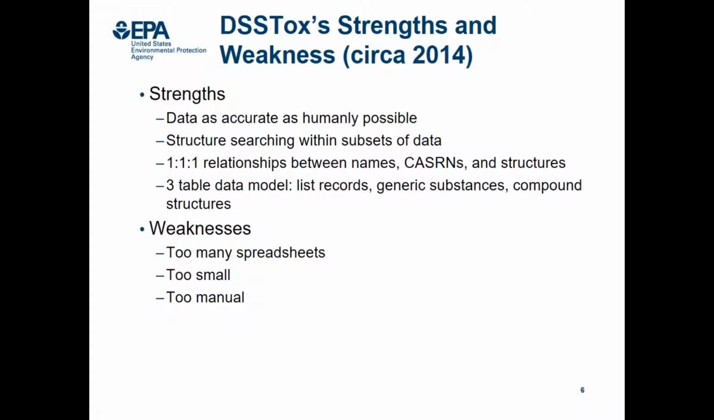So when I came in 2014, I looked at the database and I was like, oh, this is really nice data. It's really accurate.